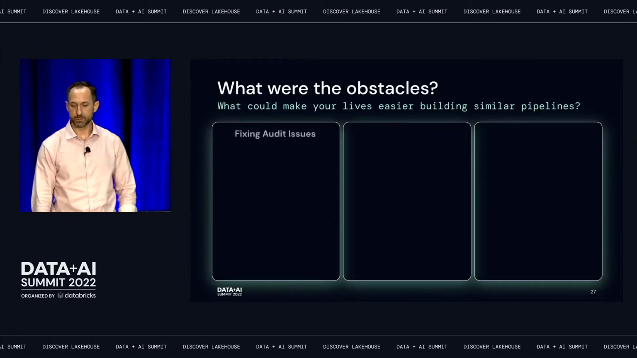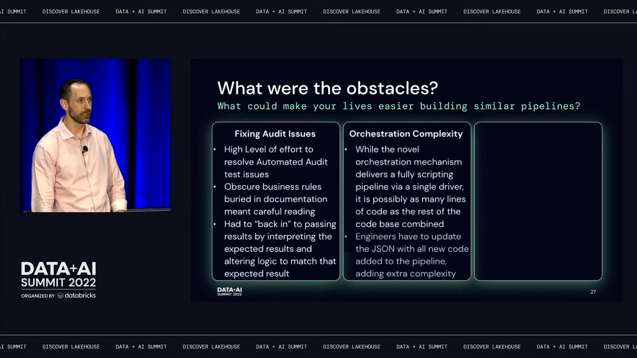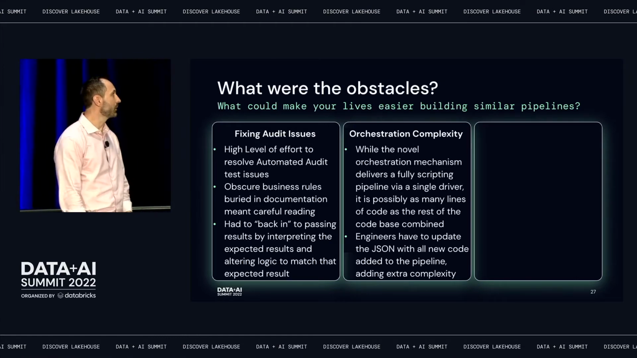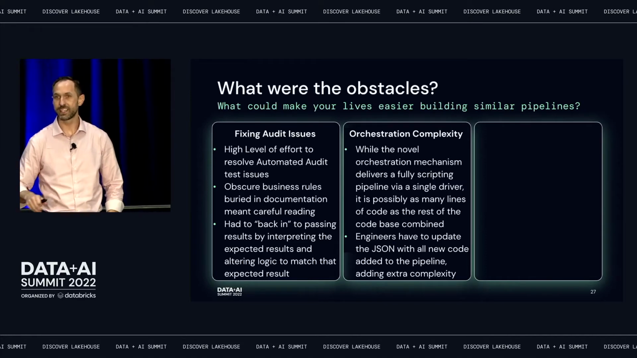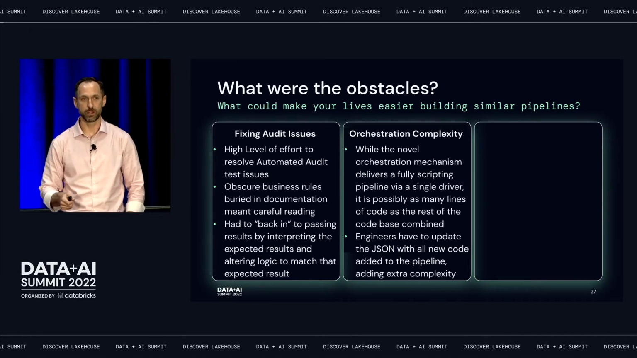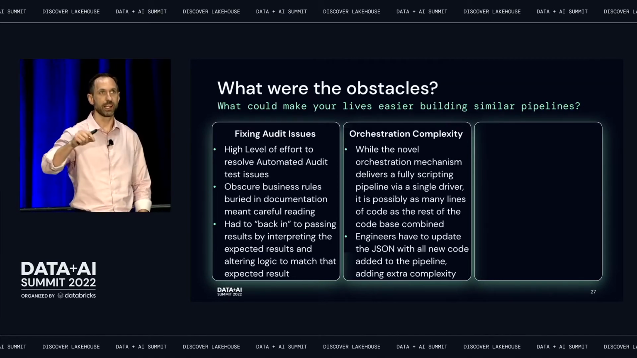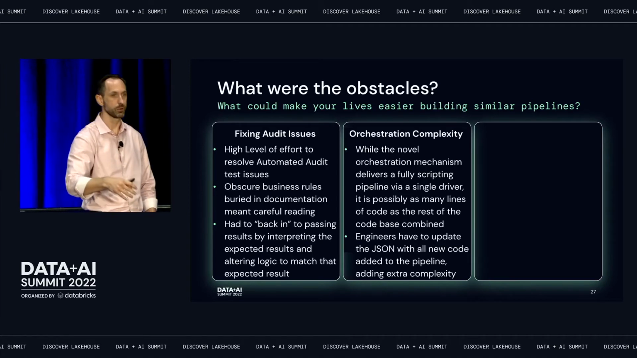So we do have some obstacles here. First of all, I can tell you it took a lot of effort to fix the audit issues. It could be because maybe I'm a bad coder, or there's a lot of complexity in their documentation. One way or the other, it did take me a long time to work through all the audit issues, but in some cases, we had to look at the actual end expectation for results, and kind of back into it by interpreting it that way.